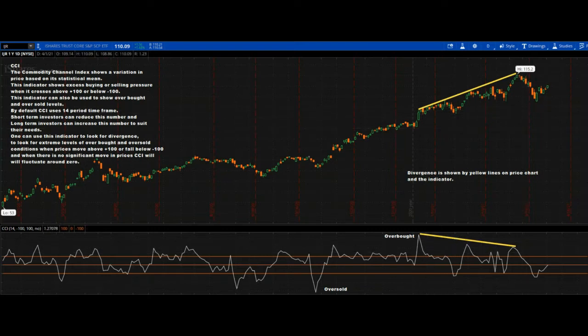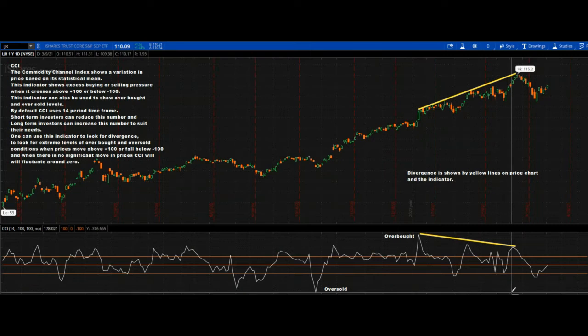Number two, to look for extreme levels of overbought and oversold conditions when prices move above plus 100 or fall below minus 100, which is right here and right here. Above plus 100, below minus 100.